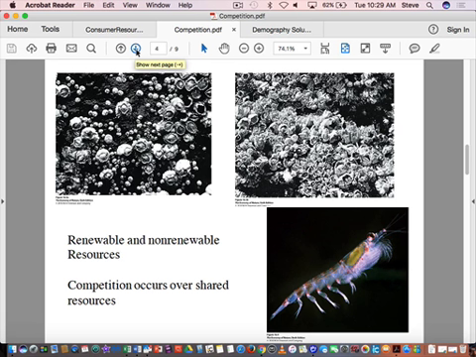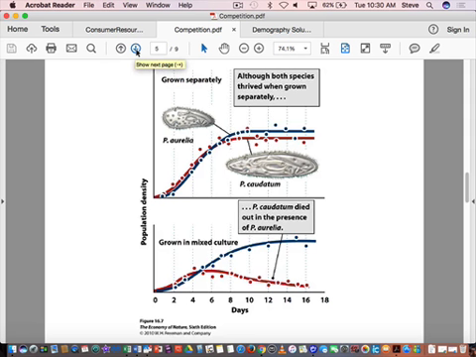We also have, obviously, renewable resources, which are things like food, all sorts of things that we can deplete, but they might come back. They would be renewed. So we're going to be looking at all kinds of resources and how competition occurs over these shared resources. Okay. This is again one of the classic examples of competition that was done.